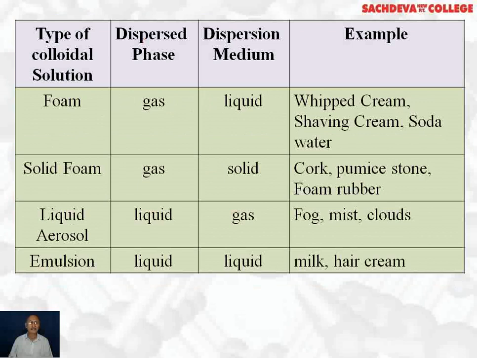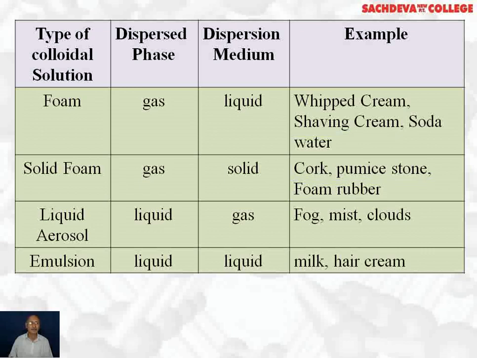Depending on the physical states of the dispersed phase and dispersion medium, colloidal solutions are of 8 types. Types of colloidal solution: dispersed phase, dispersion medium, and example. The first type we are taking is foam. In foam, gas is dispersed in liquid. Examples are whipped cream, shaving cream, soda water. Next we are taking solid foam. Dispersed phase is gas. Dispersion medium is solid. Examples are cork, pumice stone, foam rubber.